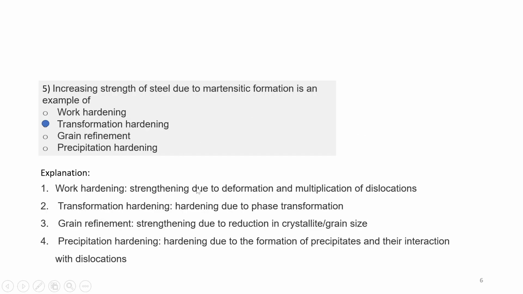Work hardening is the strengthening due to deformation and multiplication of dislocations. So work hardening is your deformation process. Transformation hardening is hardening due to phase transformation. Grain refinement is strengthening due to reduction in crystallite or grain size. Precipitation hardening is hardening due to formation of precipitates and their interaction with dislocations.